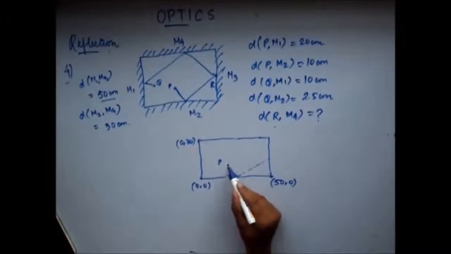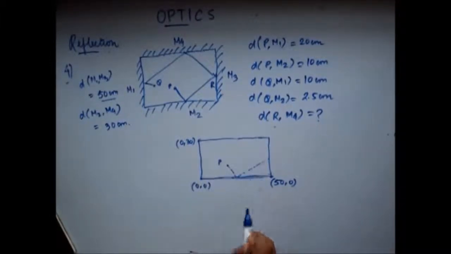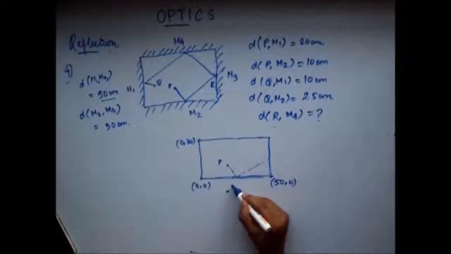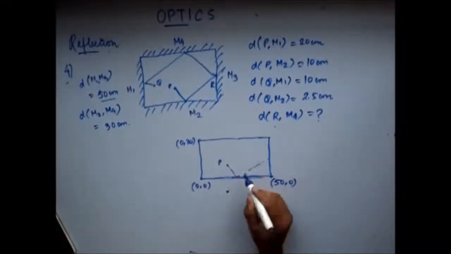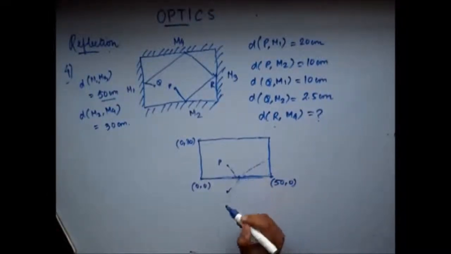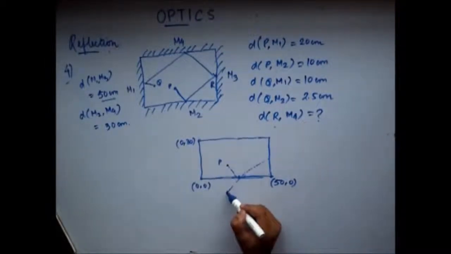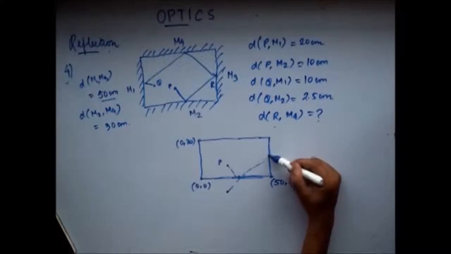Now this mirror M2 will form a virtual image at this point, and for this mirror, this is the object. This mirror will form an image here, which is the object for this mirror.